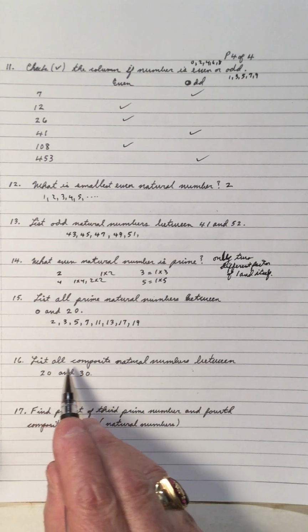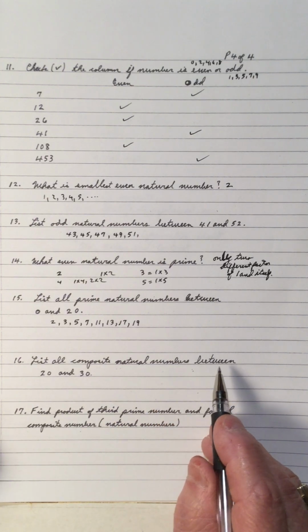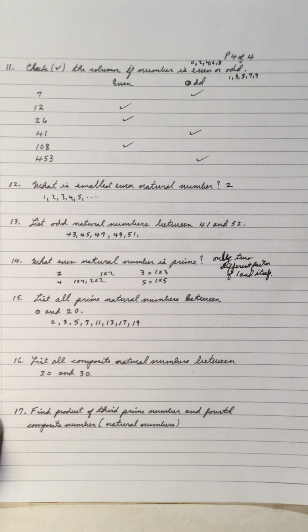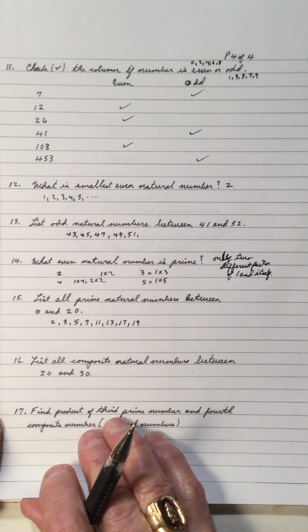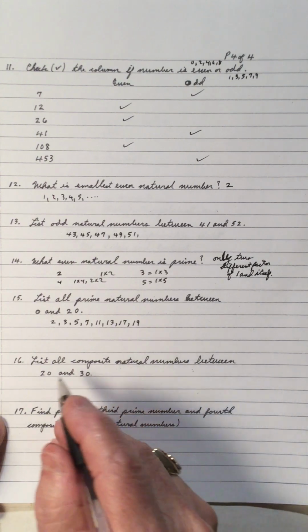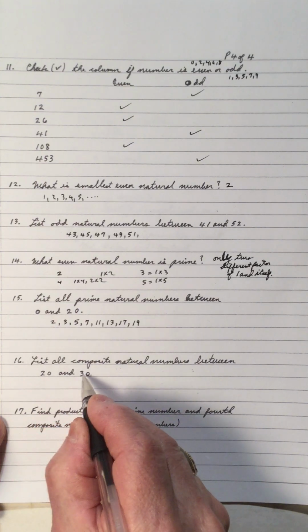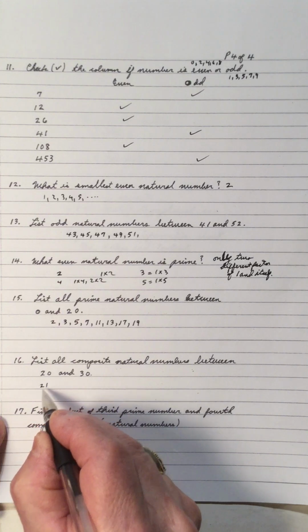Number 16, list all the composite natural numbers. So prime numbers have only 2 factors. Composite numbers have more than 2 factors. So between 20 and 30, let's look at 21.